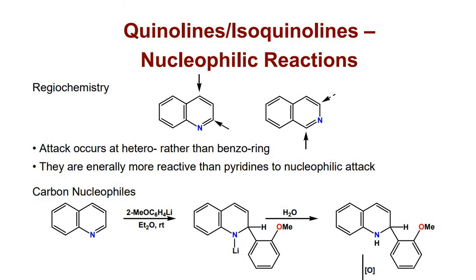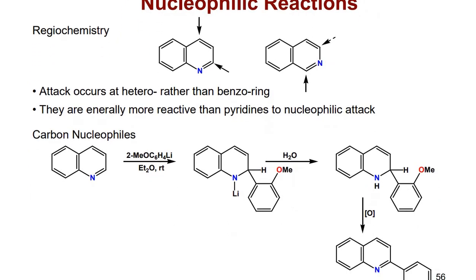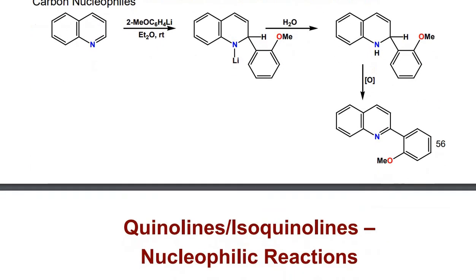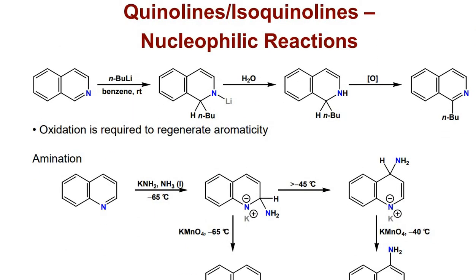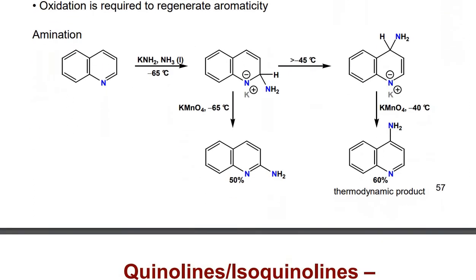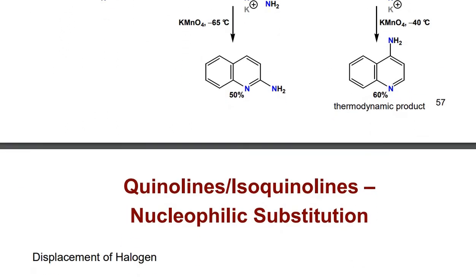Regiochemistry, you can see attack occurs at the heteroatom ring rather than benzene. So they are generally more reactive than pyridines to nucleophilic attack. Carbon nucleophiles. Now you can see the oxidation is required to generate aromaticity. Reactions of isoquinoline with the Bully. Aminations, 60% yield of thermodynamic product.